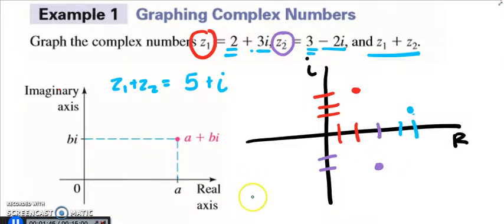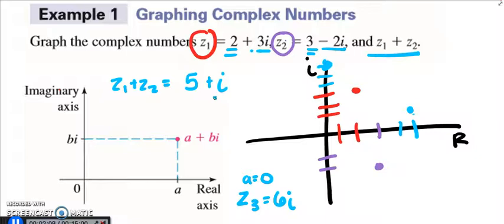Now, if it looked just like, say, let's say z sub 3 was 6i, what that would look like is it would look like 1, 2, 3, 4, 5, 6. And there would be no real component to it. Here your A would be 0. And your B would be 6. But here your B is 1 because it's understood to be with that i.